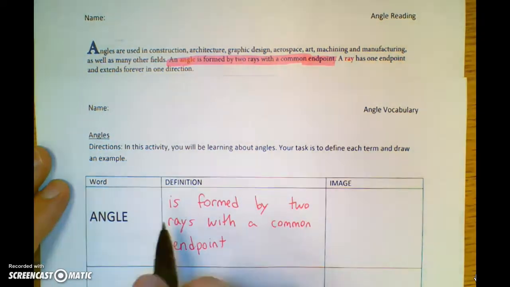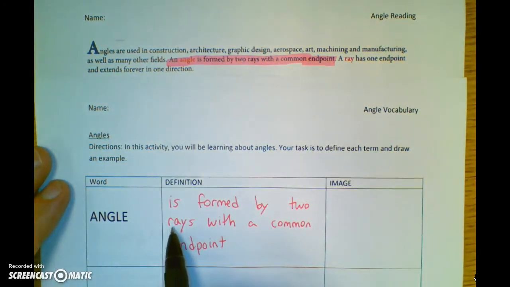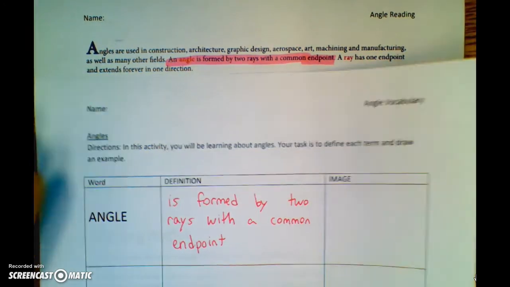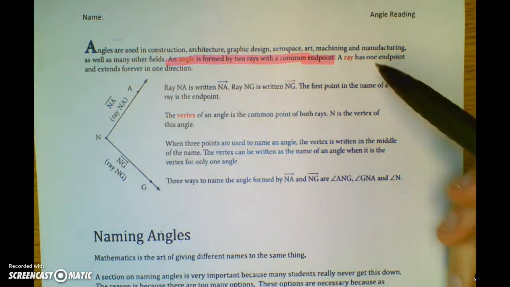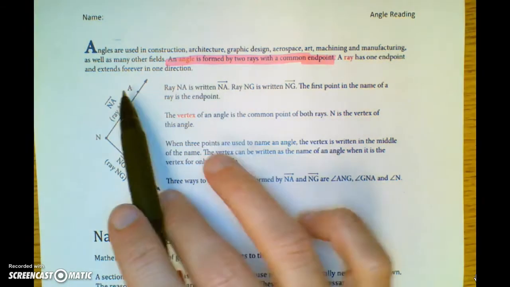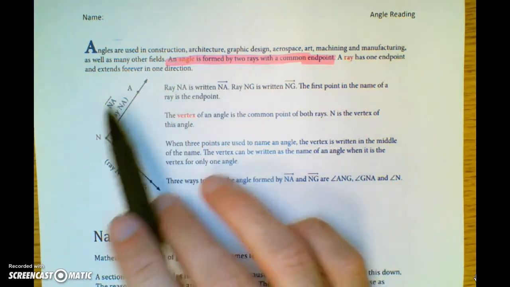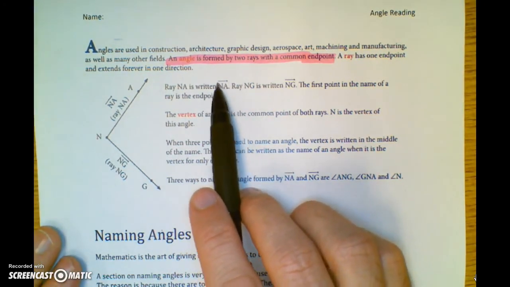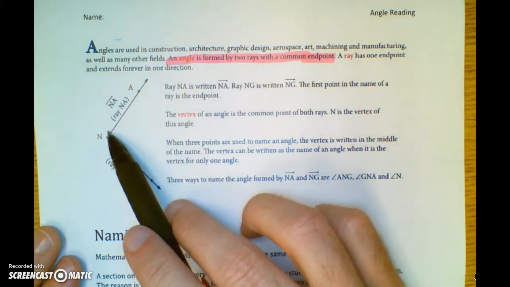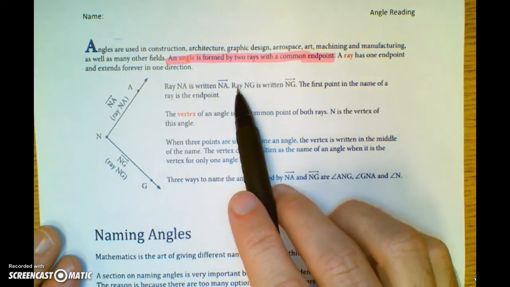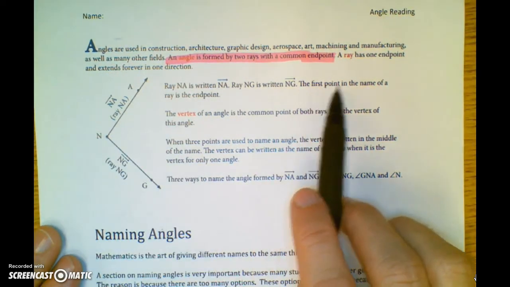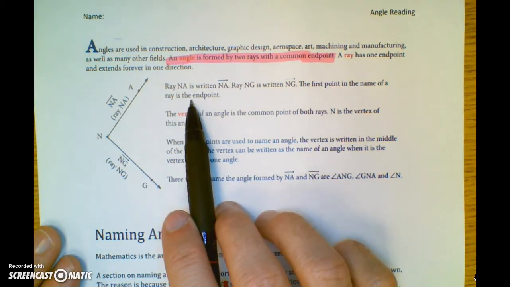Remember, a ray has an endpoint and then it extends forever in one direction. So we need two rays coming together to form an angle. We'll get an image in a second as we keep reading. So a ray has one endpoint and extends forever in one direction. Here's an example. Ray NA is written with the symbol NA with that arrow at the end of it. Here's ray NA. Ray NG is written NG with the arrow, and then here's ray NG. The first point in the name of the ray is the endpoint, so we learned that already about rays.